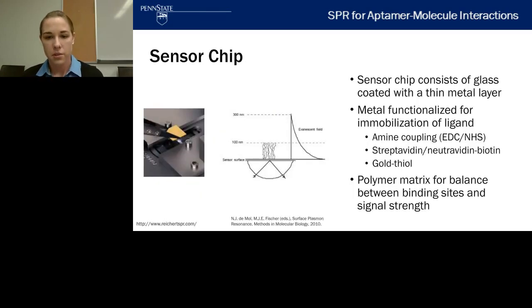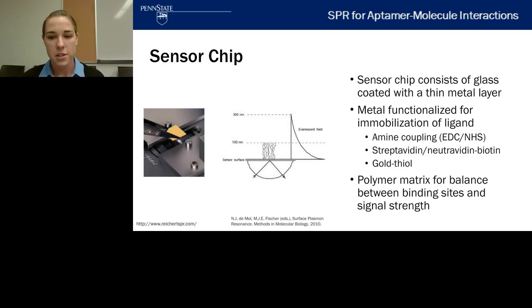So now that we've looked at the optical detection system, we can focus on the sensor chip. So the sensor chip, as I've explained earlier, consists of a thin gold layer that is on top of a glass chip. And this allows for the ligand to be immobilized, and this is the ligand that you're looking at interactions with. So some immobilization strategies are listed in this slide, the most common being amine coupling using EDC-NHS chemistry. And this forms a covalent bond.